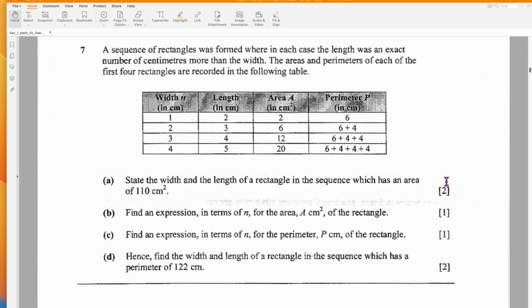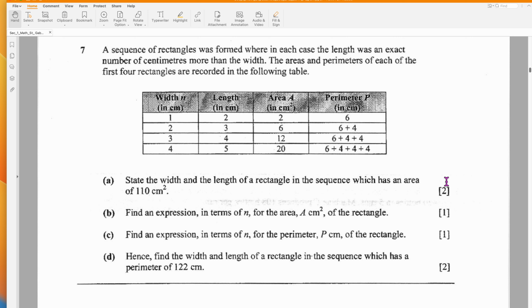Okay, so what's the pattern? The pattern for the length is 4 plus 1. Everything is 2 plus 1. Like the width plus 1 equals the length. Okay, width plus 1, yep, makes sense. And area is the width times the length. For perimeter is 6. And then the number behind is the width minus 1 times 4.